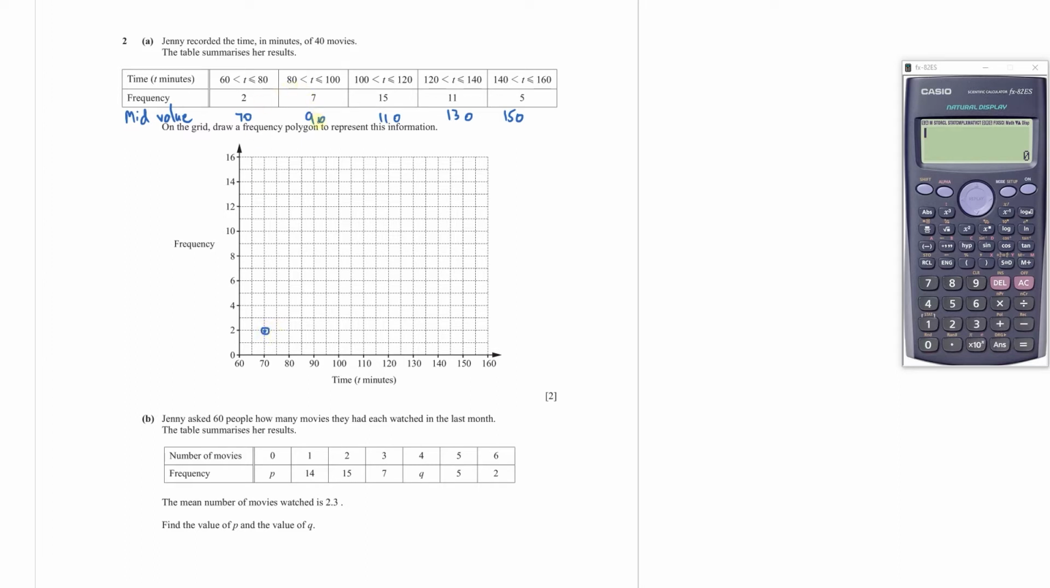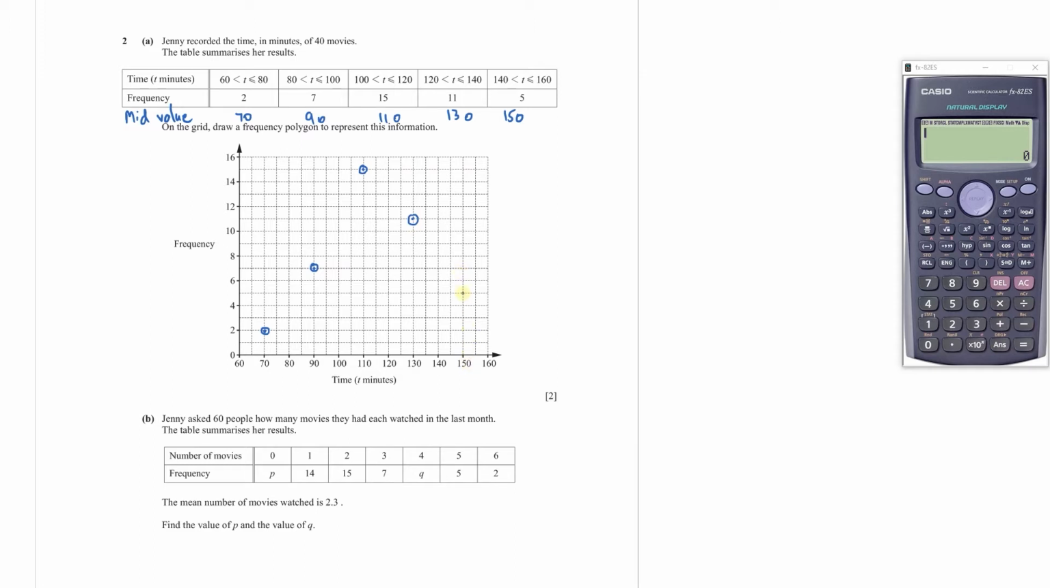Then your next mid value is 90 and the frequency is 7. So 90 and 7 is this point. 110 and 15 will be this value. 130 and 11. 130 is this line, and then 11 will be this one. And then 150 and 5.